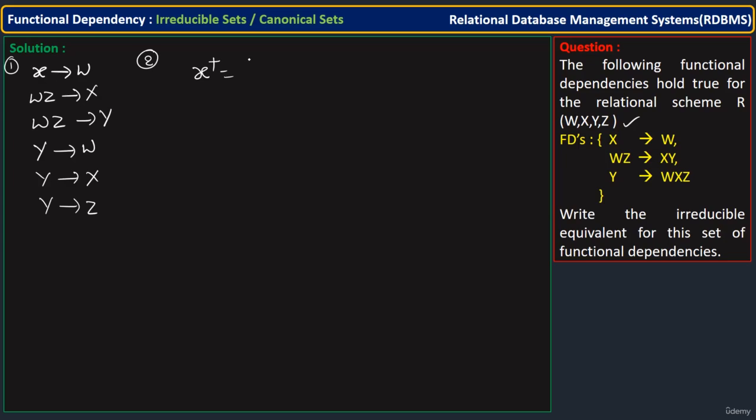So if I find the X closure, I am getting only X. That means we are unable to generate W. So this is essential. Got it.